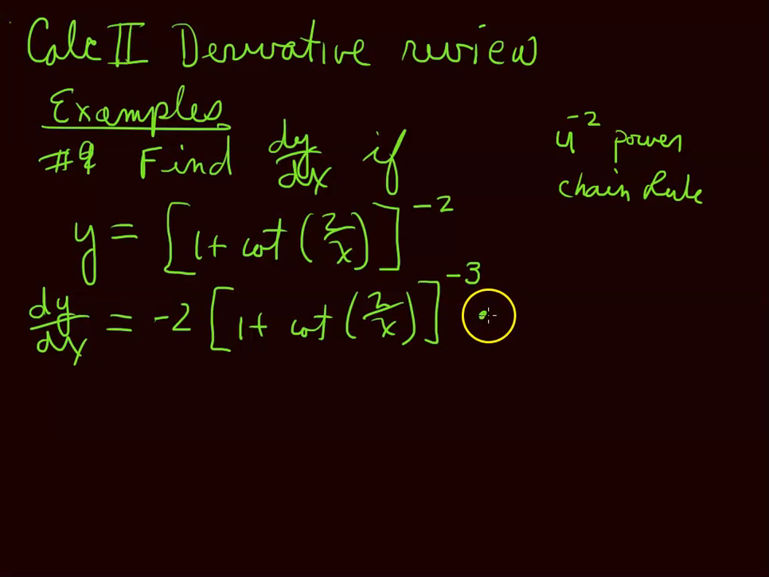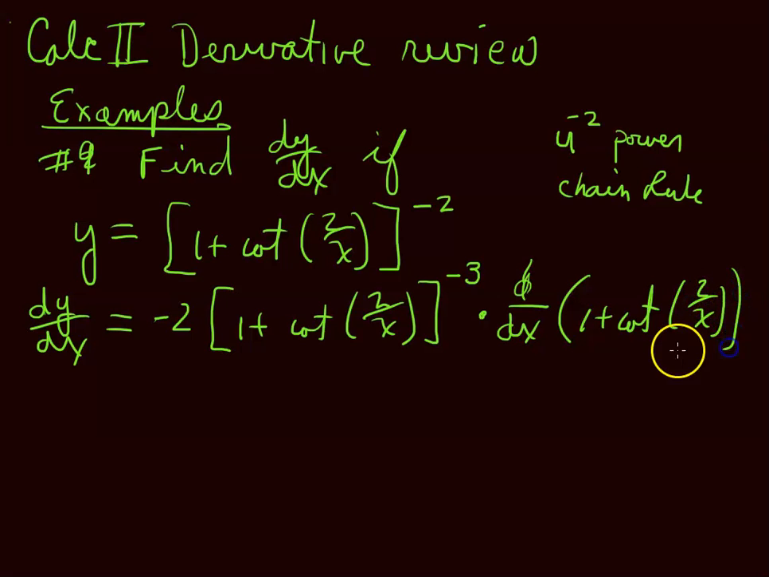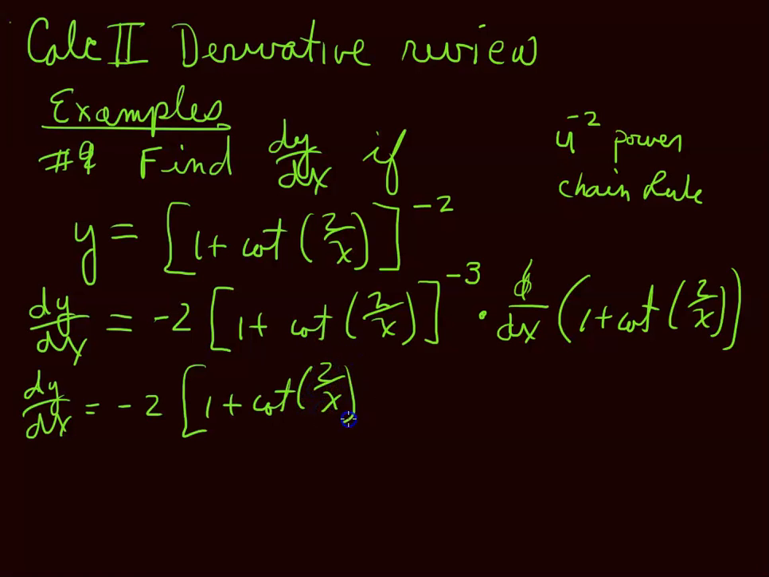But the chain rule says now you multiply by the derivative of what's inside. So I want the derivative with respect to x of 1 plus cotangent 2 over x. Well, now I got to figure this out. So you write down, okay, dy dx. It's the negative 2 and the 1 plus cotangent 2 over x to the negative 3 times. Now, this is the sum of 2 functions, 1 plus cotangent. So you take the derivative of the sum. It's the sum of the derivatives, right?